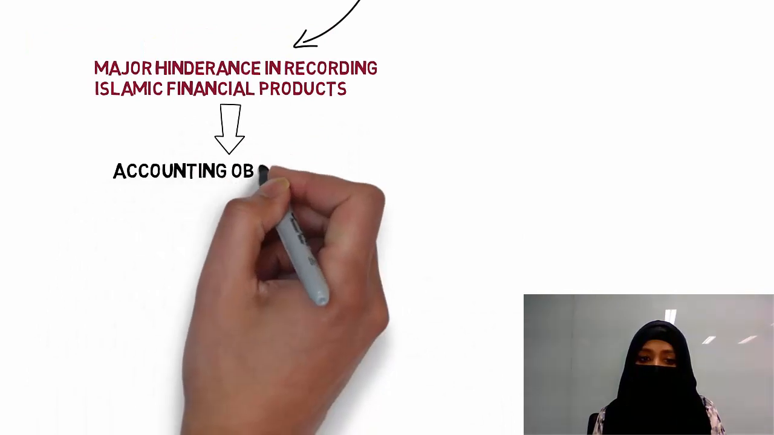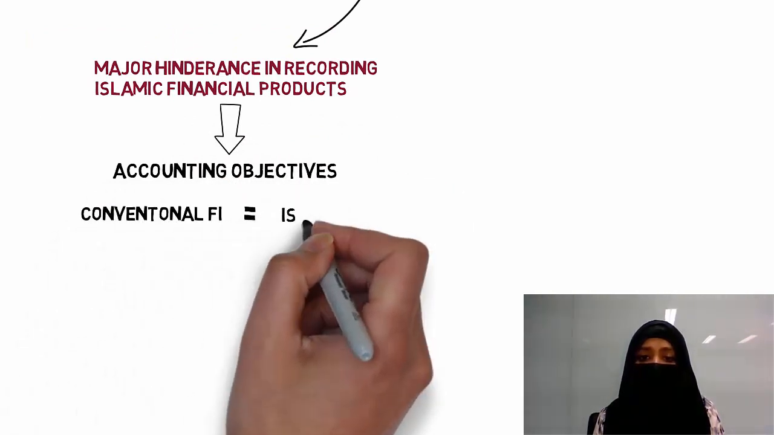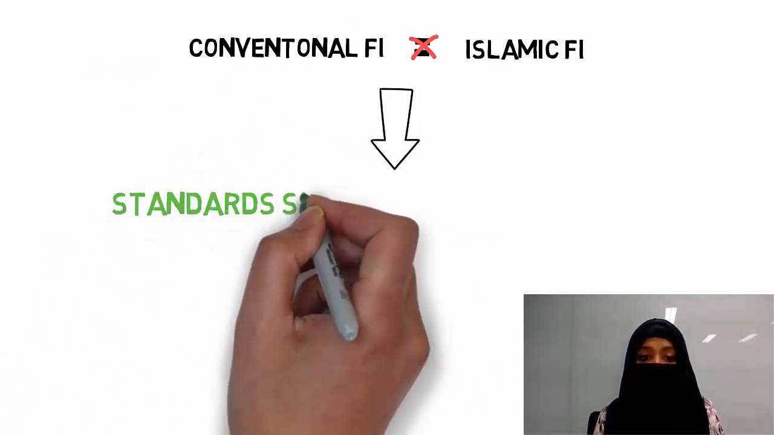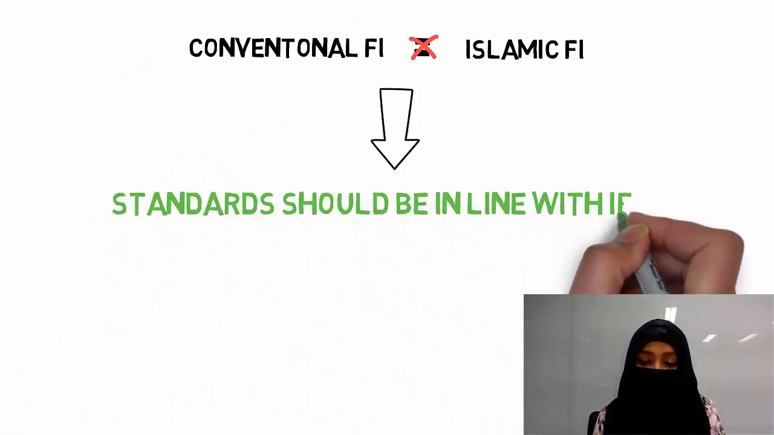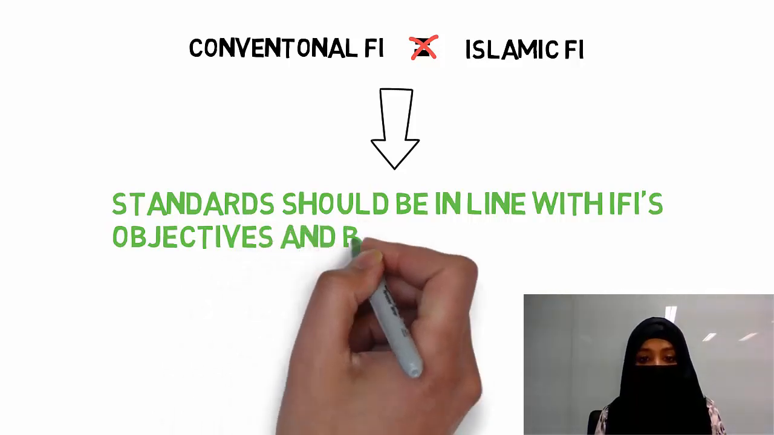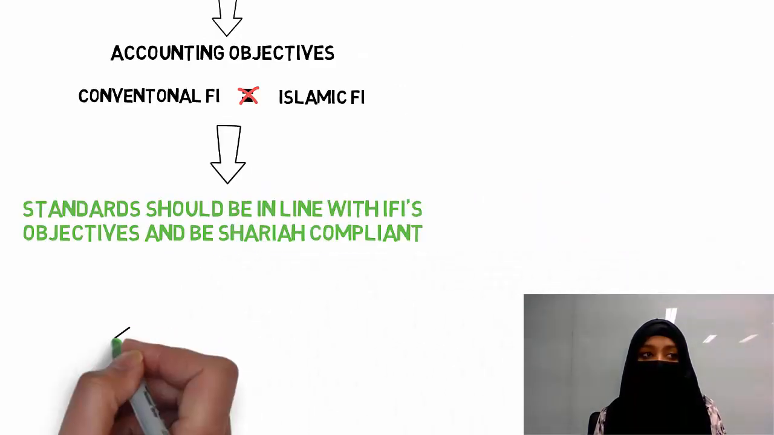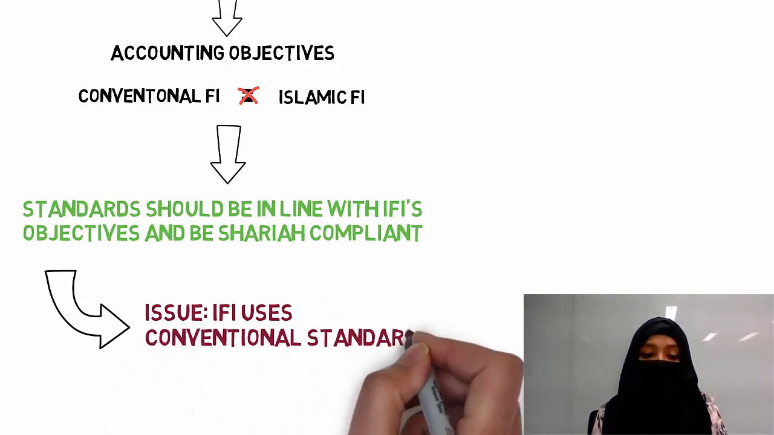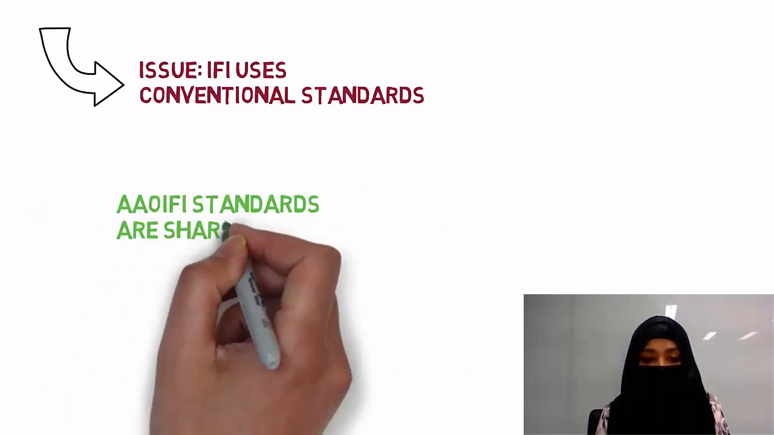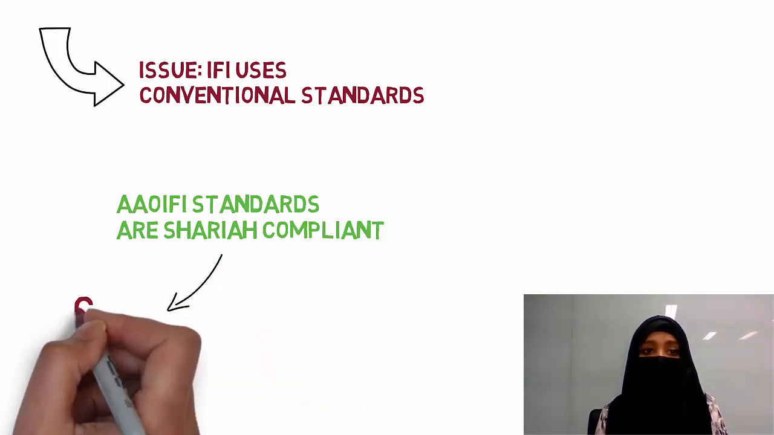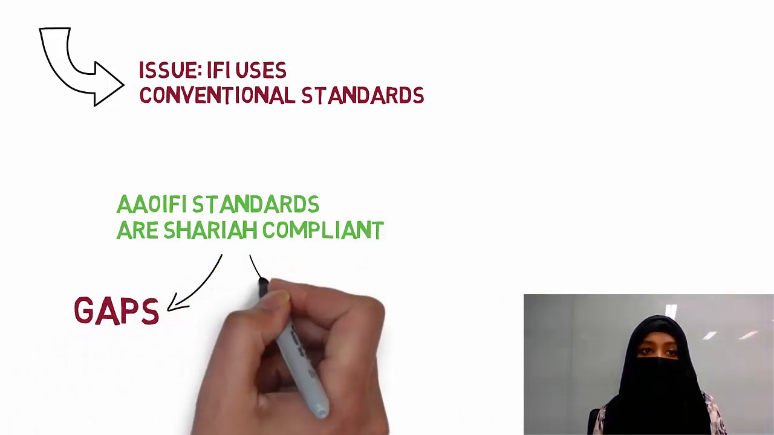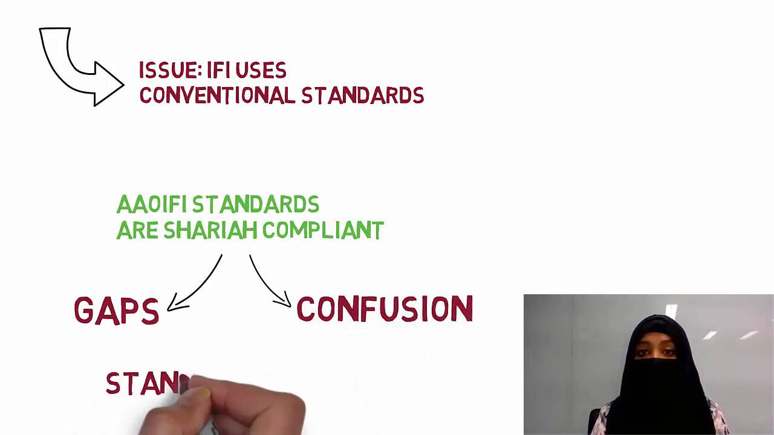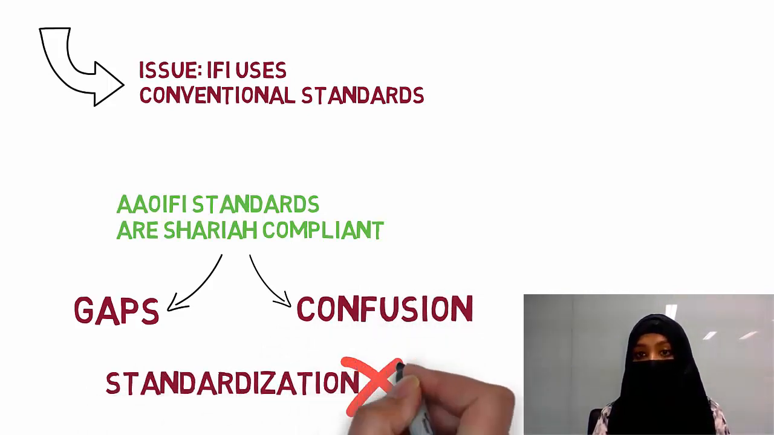The reporting objectives of IFIs and conventional financial institutions are very different. Therefore, it is important to opt for a standard that is in line with their objectives and is Sharia compliant. The issue arises when Islamic contracts try to apply IFRS as is. AAOIFI tries to solve this issue by being Sharia compliant. However, because of a lot of gaps and a lot of customization space that AAOIFI standards have, it creates some confusion, which may not always result in good practices.